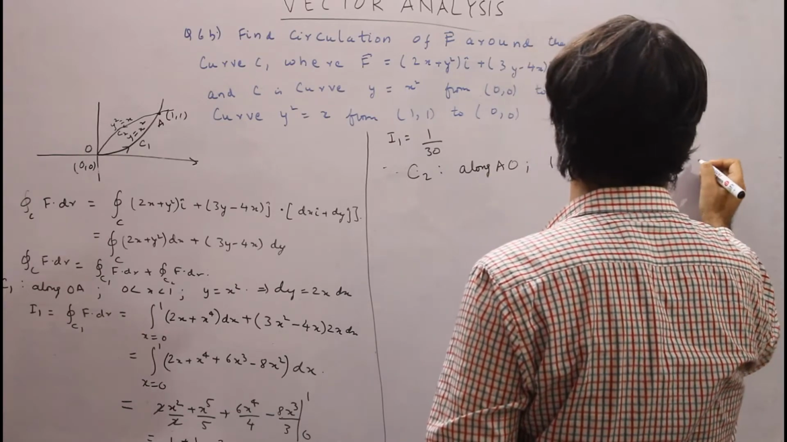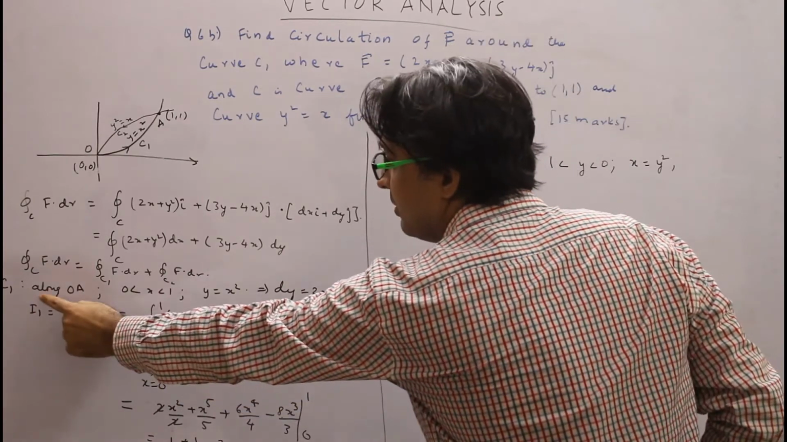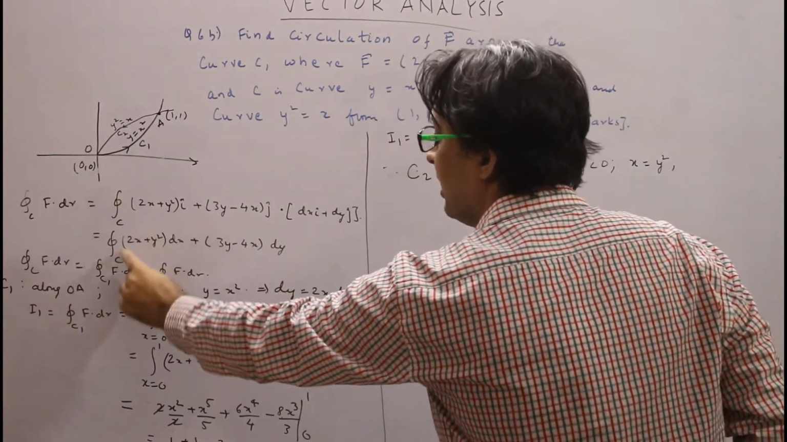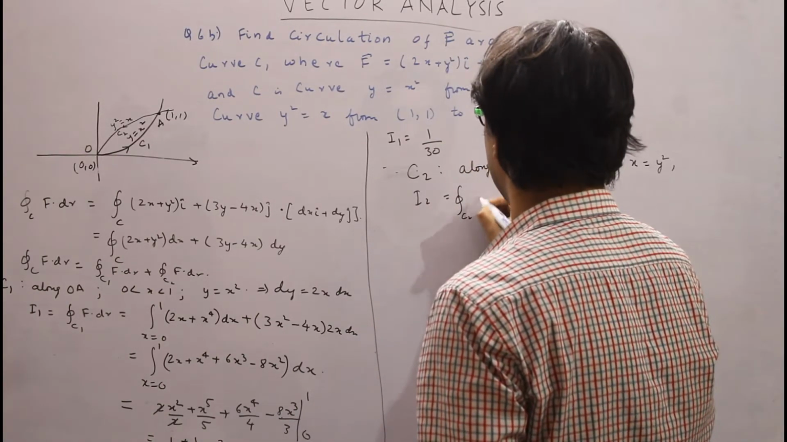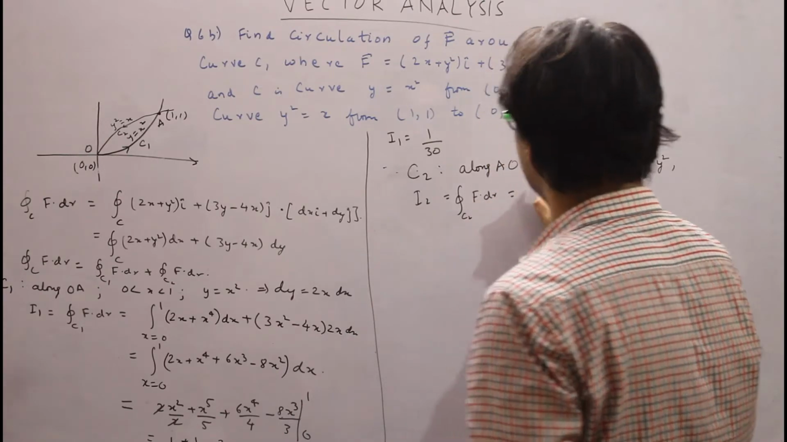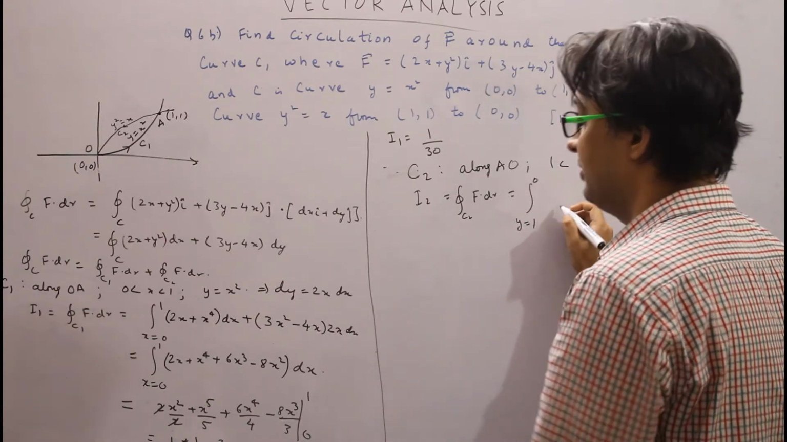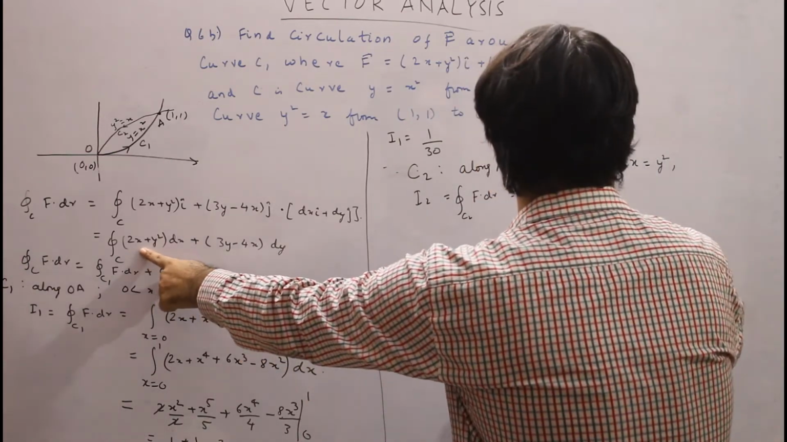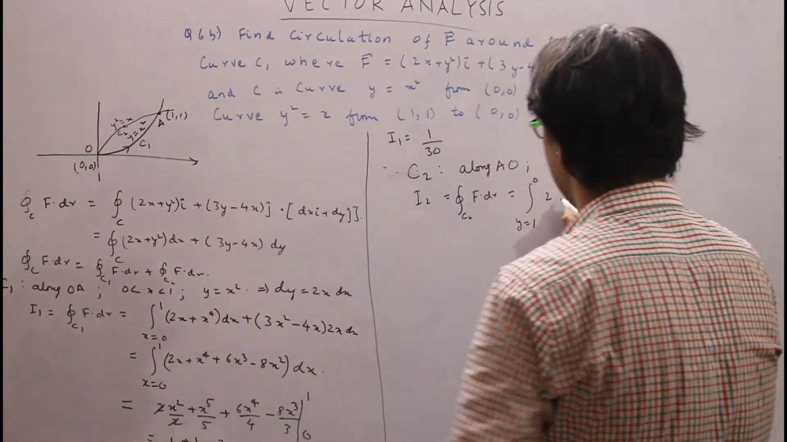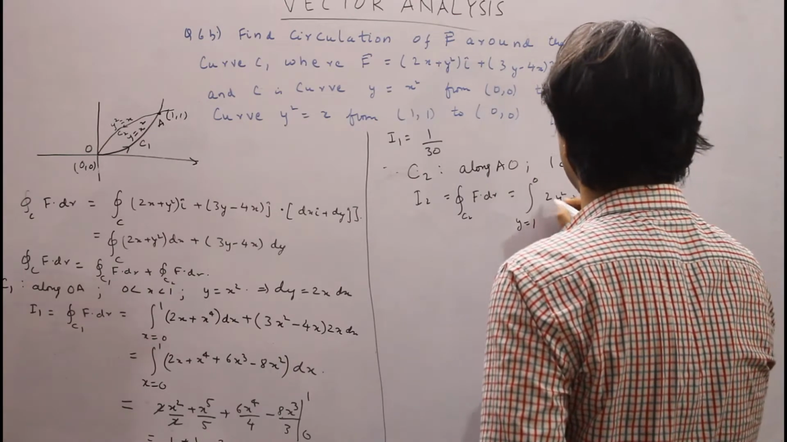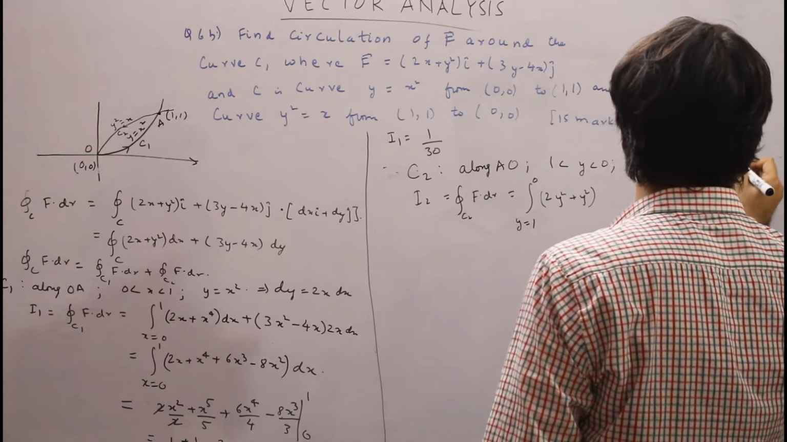Alright, so I can write my things from here on. So this is my F dot dr. So our I2 is along C2 F dot dr. So this is how much? The limit is running from 1 to 0 and F dot dr is how much? 2x. Now we have to talk only in terms of y. So in place of x I can write y square, plus y square into dx. What is our dx? dx is 2y dy.